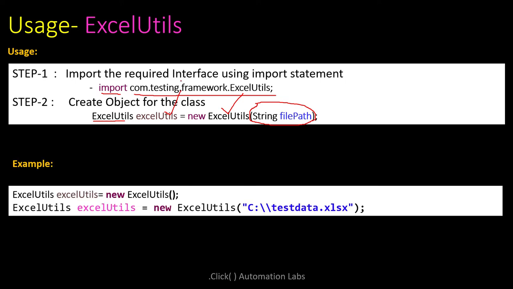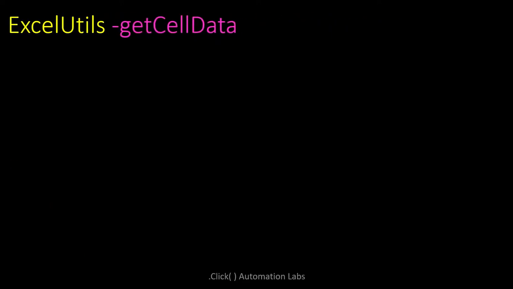The example would be ExcelUtils equals new ExcelUtilities. This is with the default constructor, but I prefer not to use this. Instead, use ExcelUtils, which is my object name: ExcelUtils equals new ExcelUtilities class, and you need to pass your particular XLS path. This is how you can create an object for the ExcelUtils class. I hope this is clear. Okay, let's move on to the next.